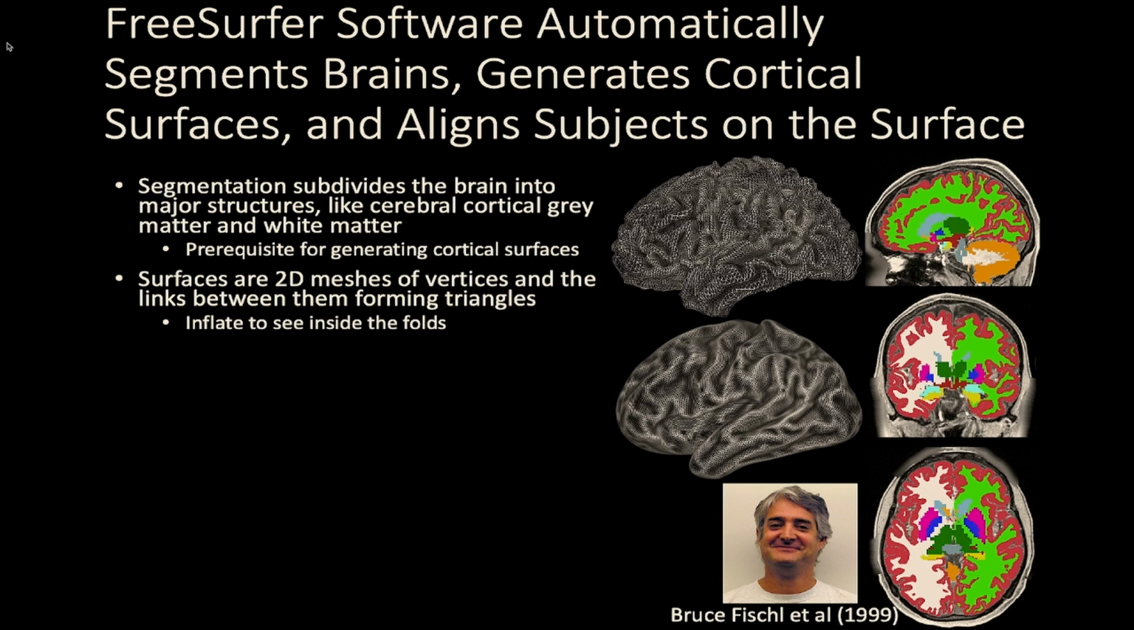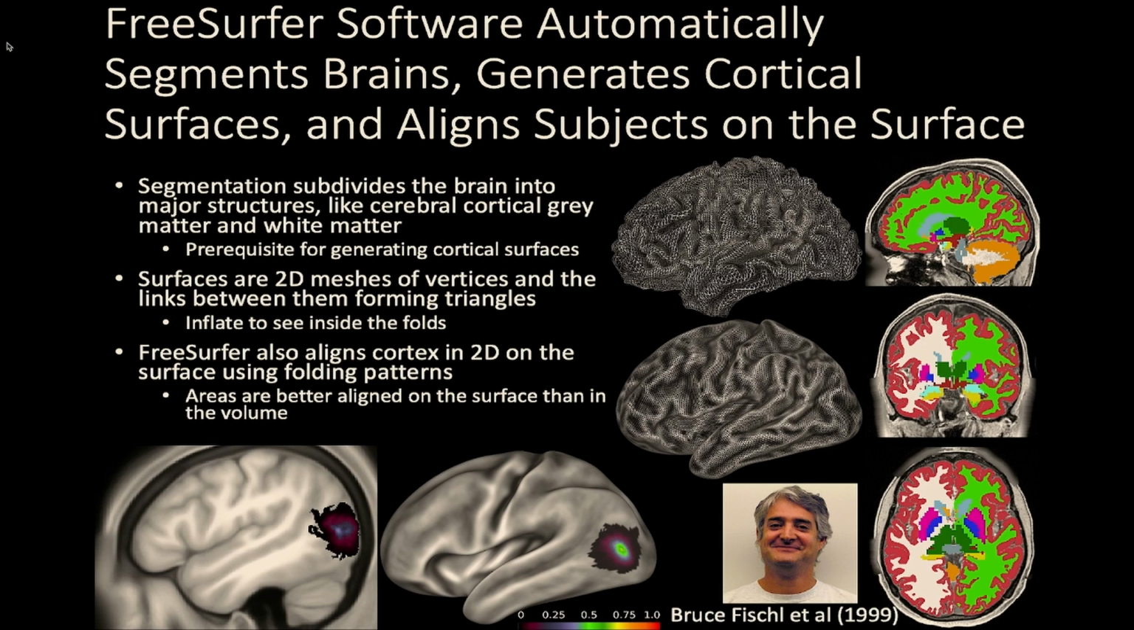And we can take a mesh like this and computationally inflate it to see the cortex inside of the folds. And then we can align across subjects in 2D on the surface using these folding patterns. So this does a much better job of aligning cortical areas than we can do in the volume. So we can take the same data.